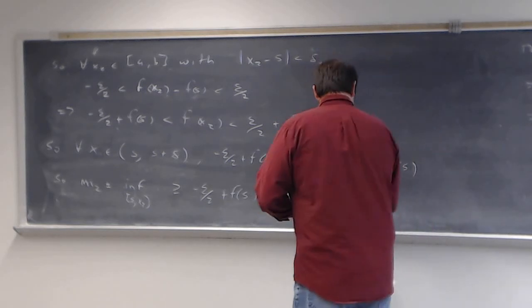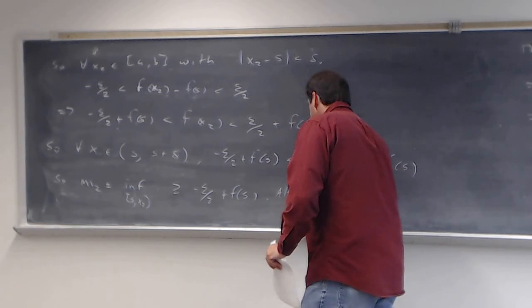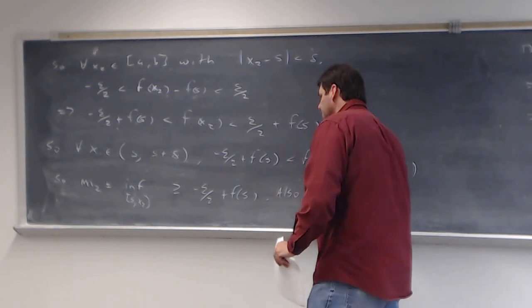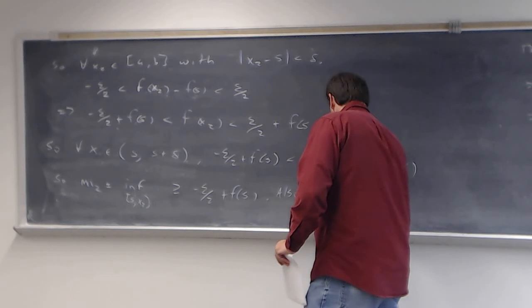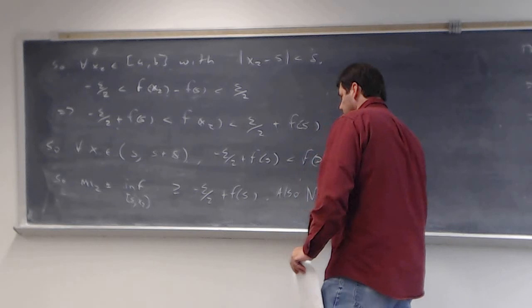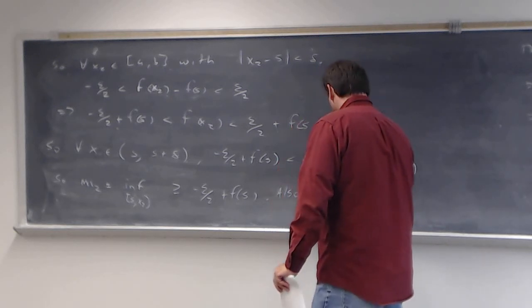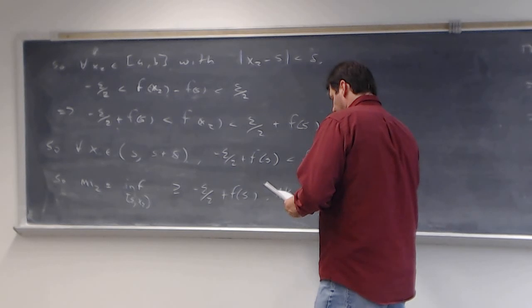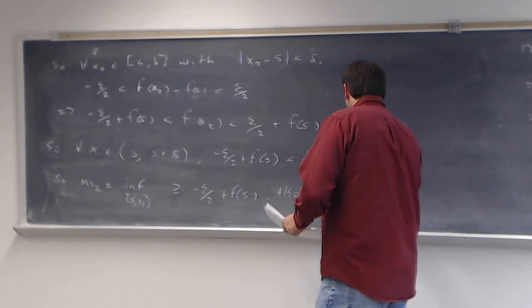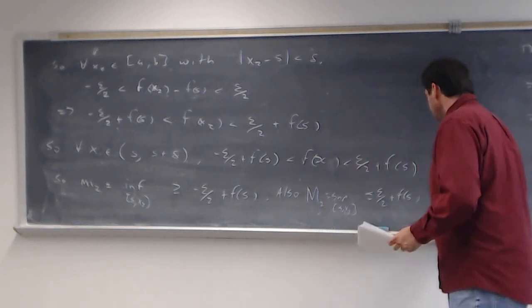And similarly, the big M sub 2, which equals the supremum from s up to x sub 2 over that interval, is going to be less than or equal to epsilon over 2 plus f of s, which is what's written right here.